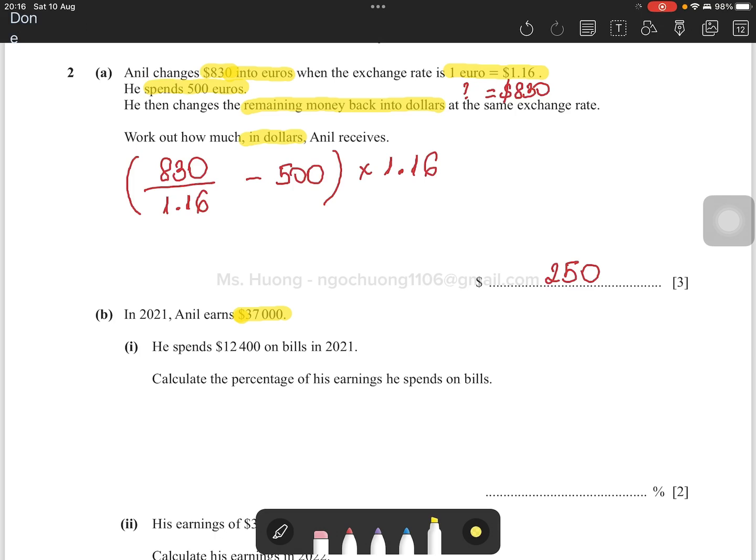B. In 2021, Anu earns $37,000. He spent $12,400 on bills in 2021. Calculate the percentage of his earnings he spent on bills.